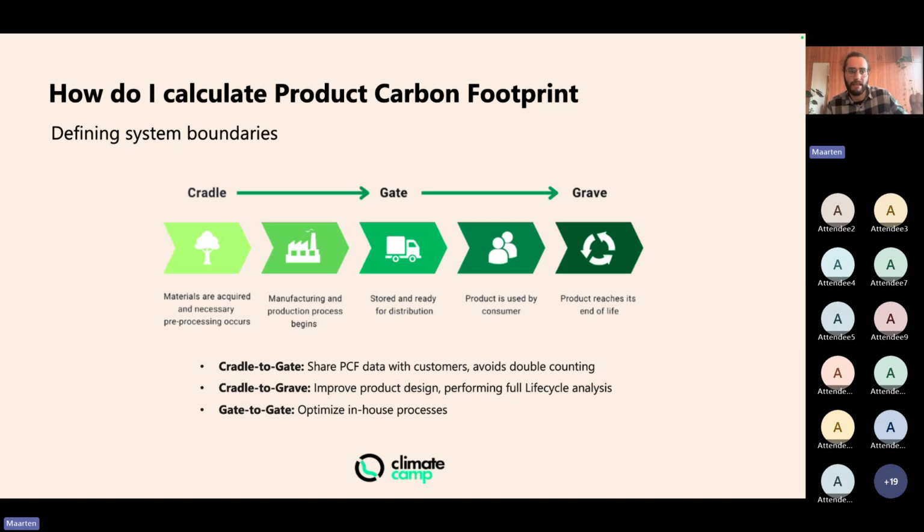So cradle to grave is much more used in LCA analysis. And when we look at gate to gate, so what happens between your products when raw materials enter and your products leave, it's more about in-house optimization. So generally for PCFs, we will use cradle to gate.